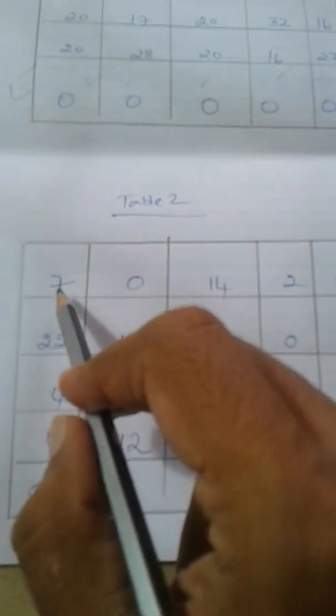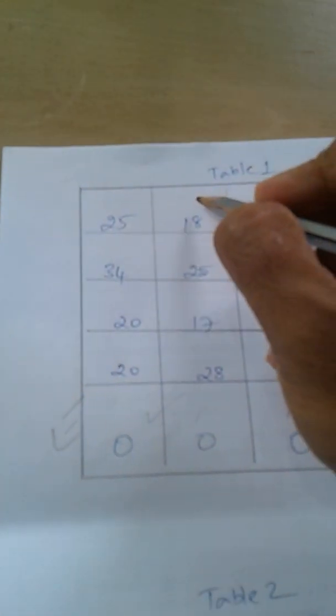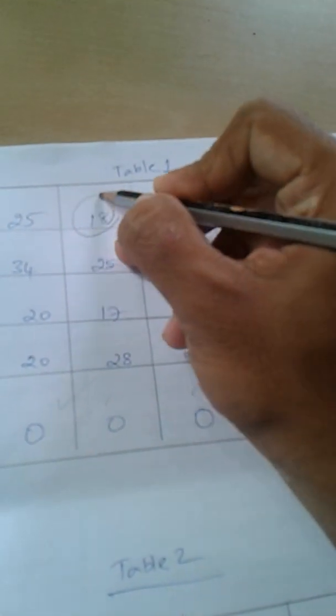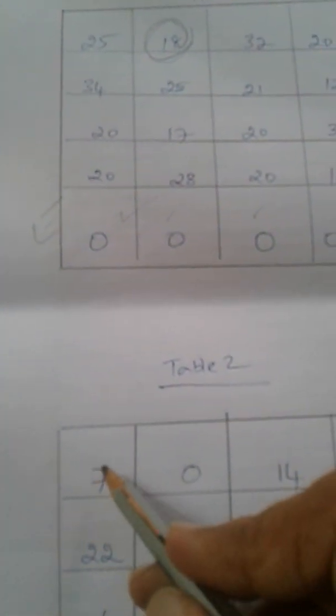Once that is done, the next step is we have to identify the least element in each of the rows. For example, the least element in the first row, if you have to see, is 18, and we have to subtract 18 from this particular row. For example, 25 minus 18 will be 7, 18 minus 18 will be 0, 32 minus 18 will be 14, 20 minus 18 will be 2, 21 minus 18 will be 3. So this is how the first row is done.